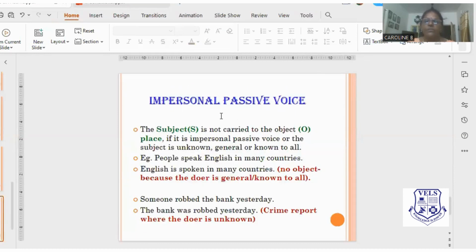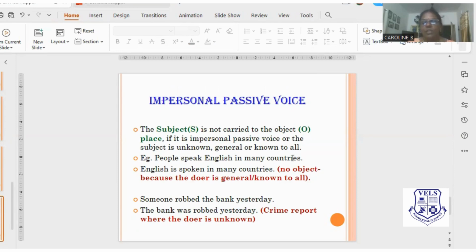In case of impersonal passive voice, the subject is not carried to the object place. And this is done when the subject is unknown in crime reports, like the bank has been robbed, or when the subject is general, or when the subject is known to all. So see the examples.